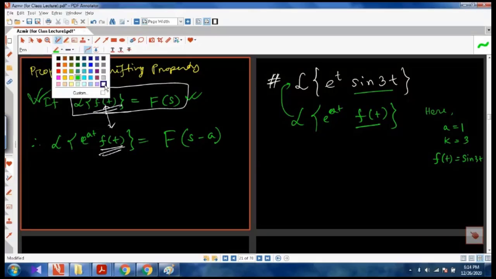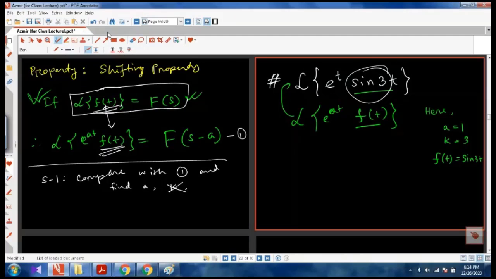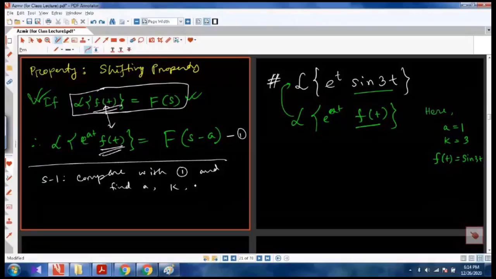So I'm going to note down the steps. Step 1: compare with, let's say this is equation 1. Compare with equation 1 and find a and k. You will not always get k, because sometimes we may have some other functions. So let's say we are finding all the information, and also we have to note down what f of t is.